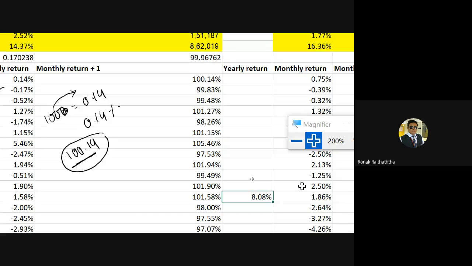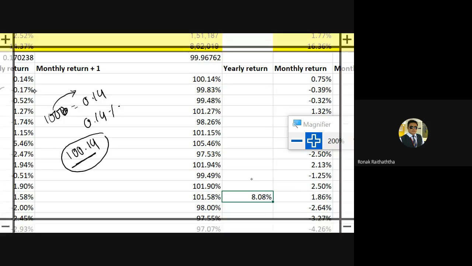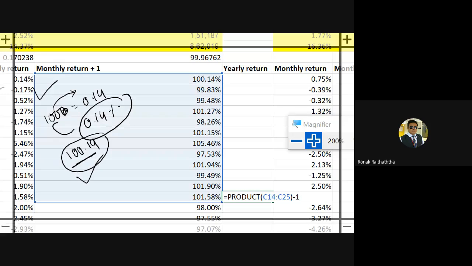Because the 0.17 percentage of return, if you consider the second one, is not comparable to 0.14, because 0.14 was on 100 and 0.17 would be on 100.14. It's compounding. First month return is added to the investment amount, and on that you get the second month's return. Yes or no? So that's why we had multiplied all of it. And from there we had done minus 1. So we got the yearly return.